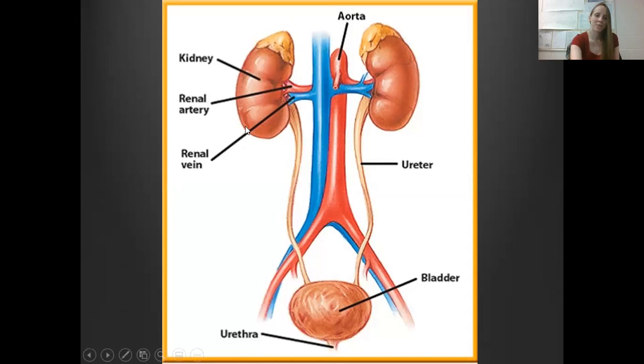And then urine is formed inside the kidneys and then is carried through the ureters, which are these tubes right here, to the bladder, which is at the bottom here. At the very base of the bladder would be the urinary sphincter. And then when the urinary sphincter opens, it releases urine out of the bladder, down through the urethra, and then out of the body.